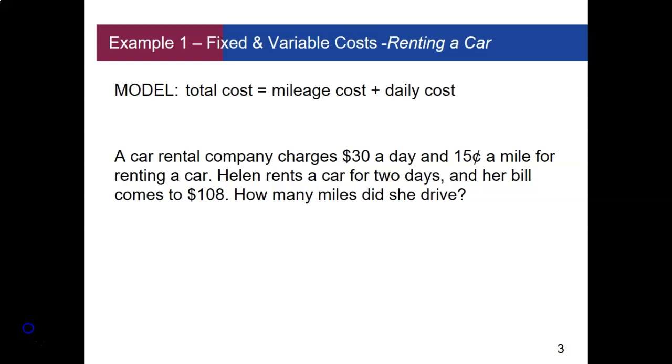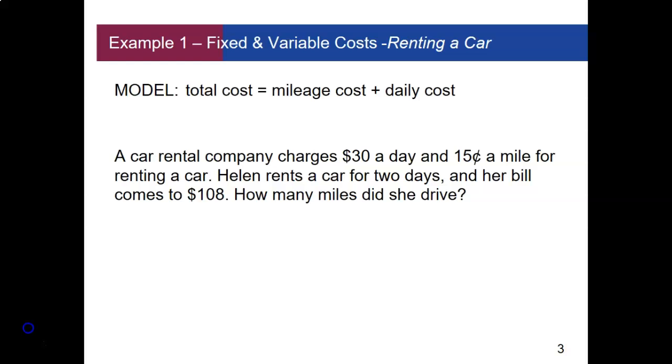It used to be data plans and cell phone plans were set up this way, where you paid a monthly fee, and then if you went above that, then you had to pay so much per each minute that you used. A lot of them have gone to unlimited plans now, and that's not so much the case. But there's a lot of cases where you have a fixed cost and then a variable cost associated with it.